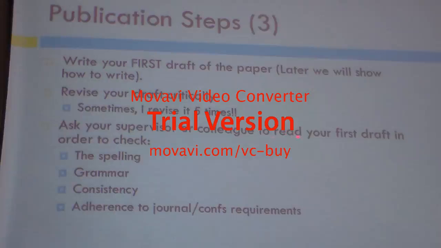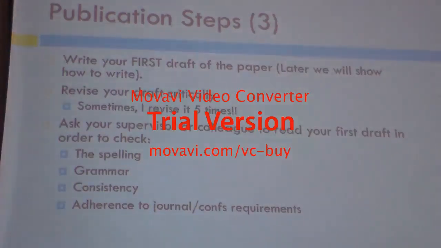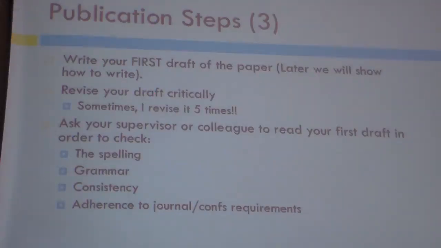Ask your supervisor or colleague to read your first draft in order to check spelling and grammar. The most annoying thing, this is very, very bad, is when you read or review a paper that has a lot of spelling problems. It's a killing point. For me, when I see a paper in this form, I don't like to continue. Grammar, consistency.